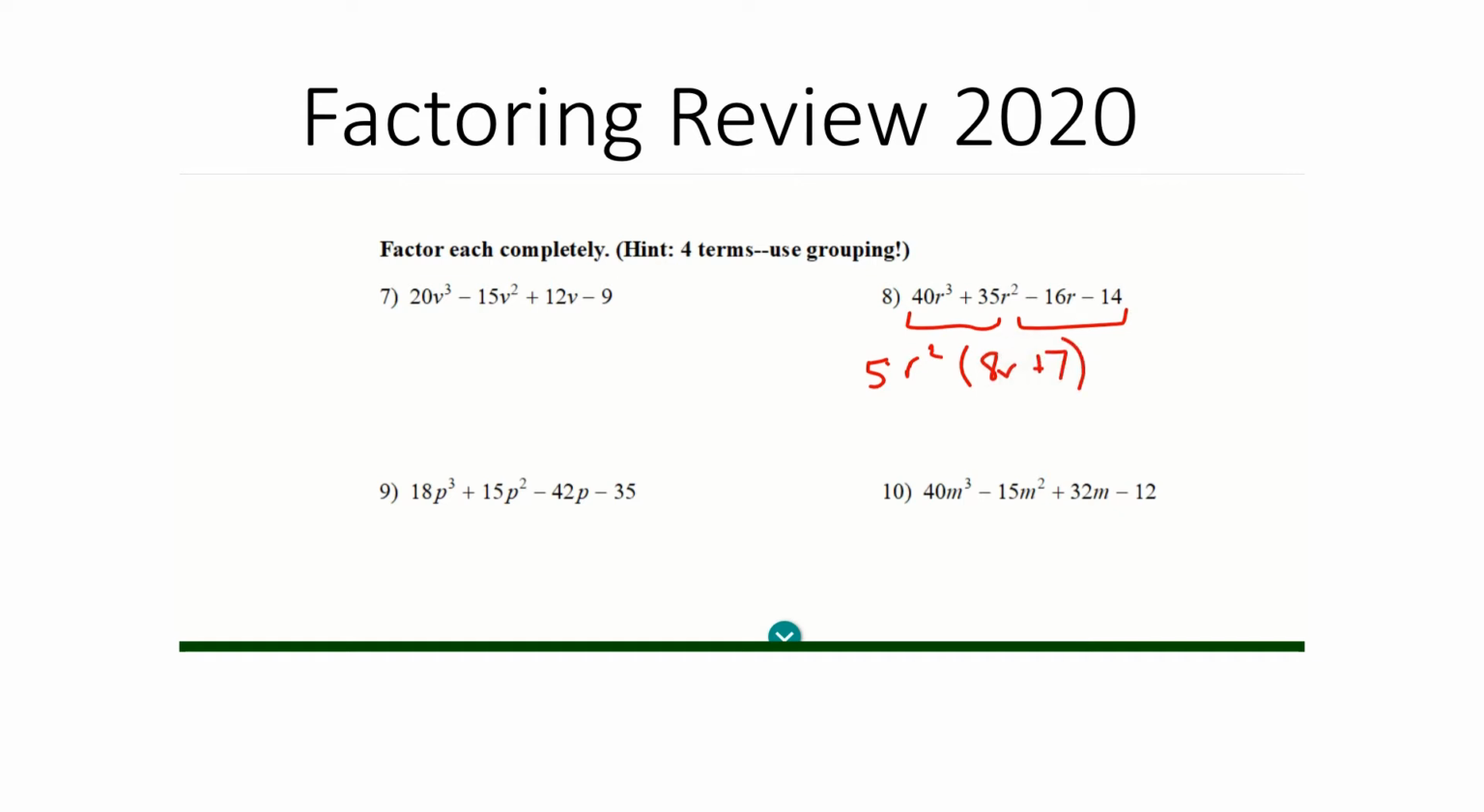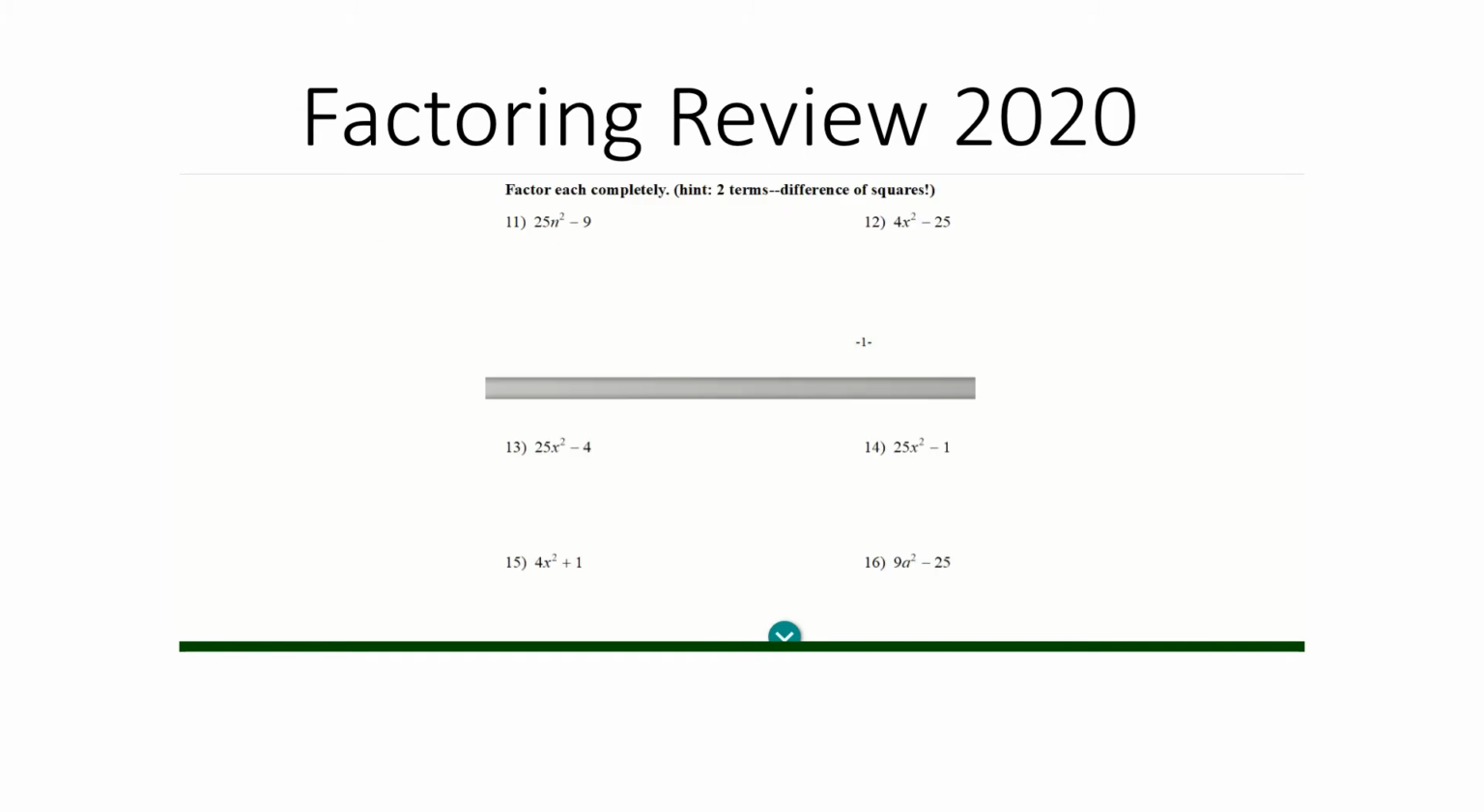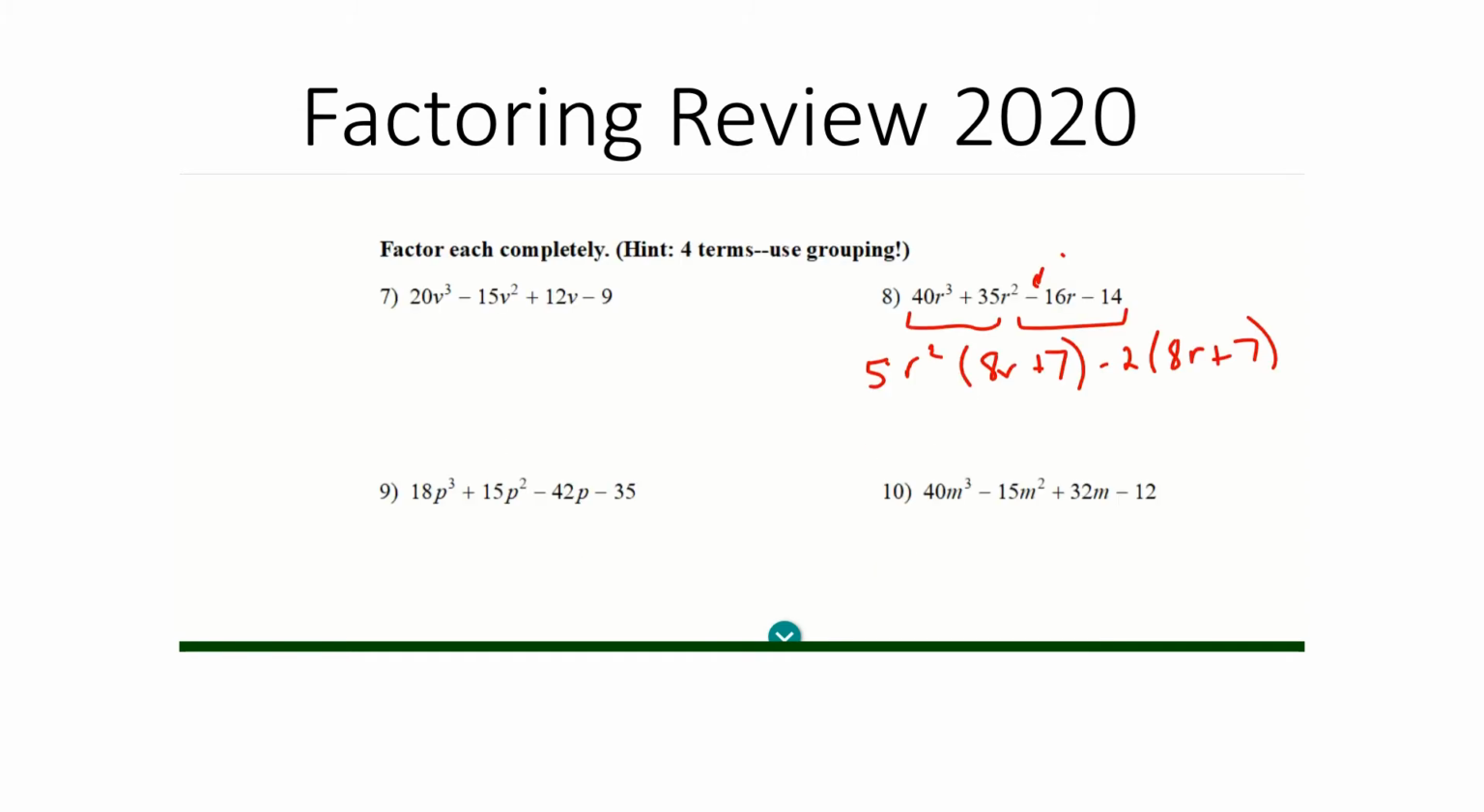And if there's a negative on this second one, I know I can take a negative out. The biggest number that goes in there is 2, and that gives me 8r plus 7. So I took out a negative 2. Whoops. Those have to be the same. We write it like this: 5r squared plus 2 times 8r plus 7.